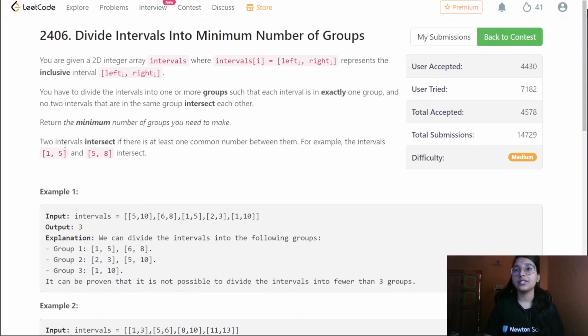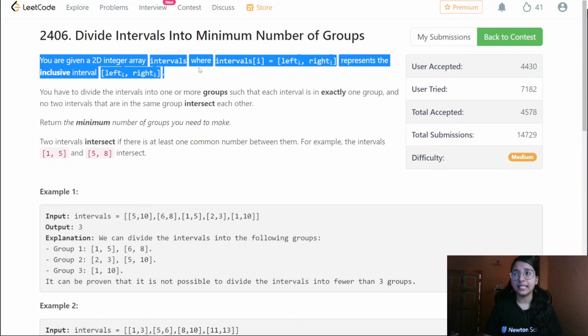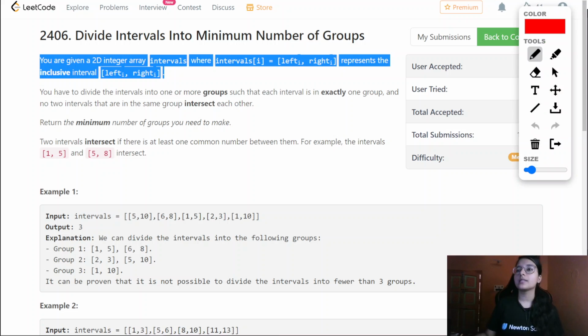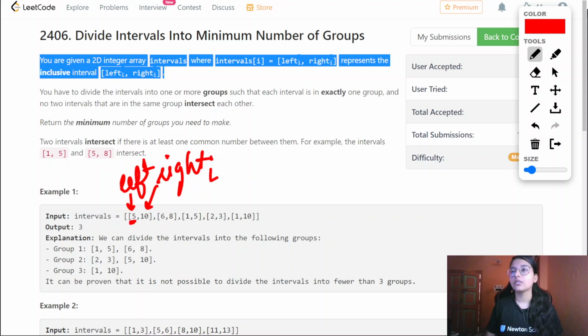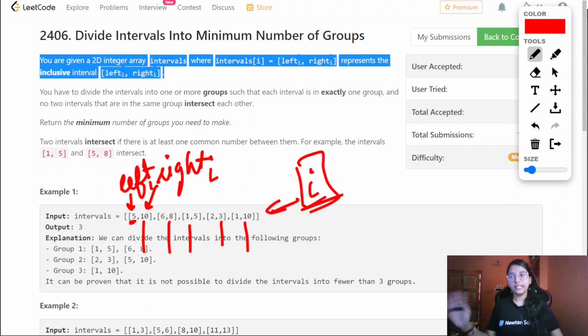So now let us read this question. Here you are given a 2D integer array intervals where intervals of I equals left of I, right of I, representing an inclusive interval. That simply means that the interval left of I, right of I which is given to us, this is the left of I and this is the right of I. Here each element refers to the I's index, means this one, this one, this one. These are basically representing the indices of my outer vector. So that is why we say it as left of I and right of I.